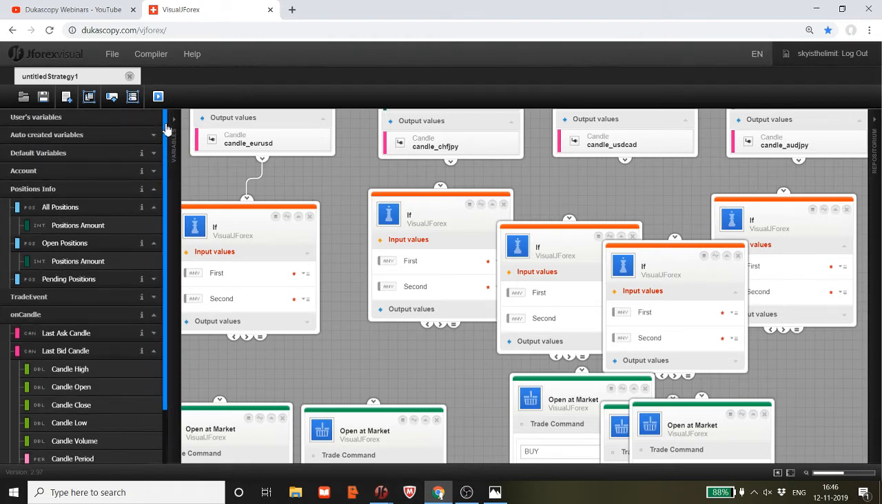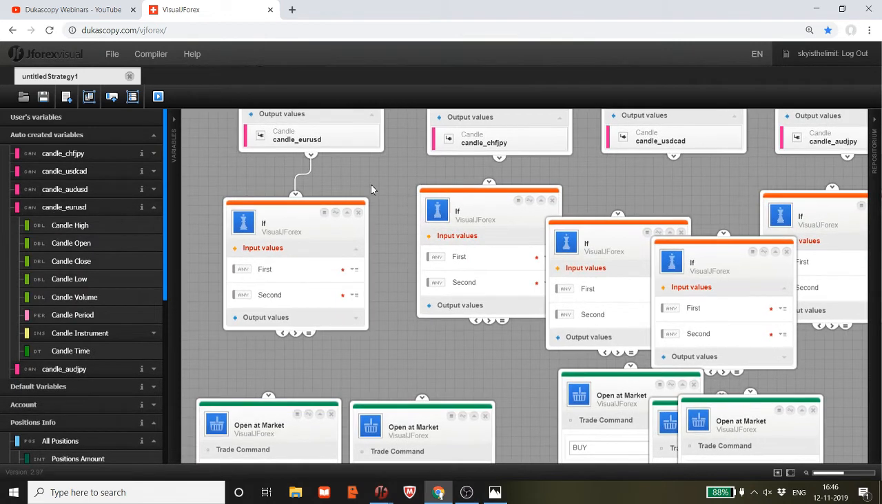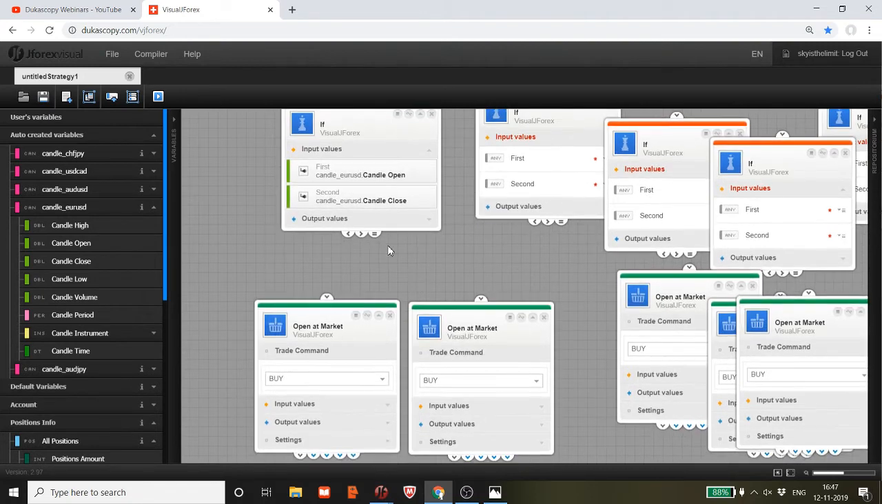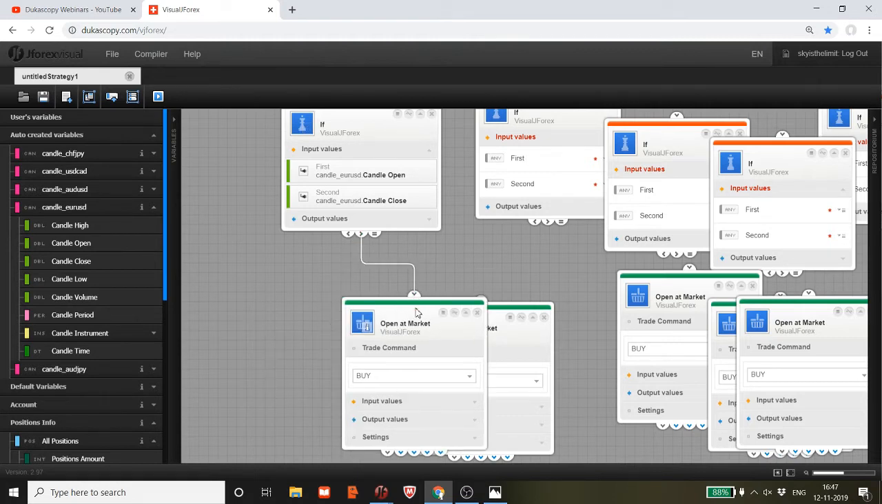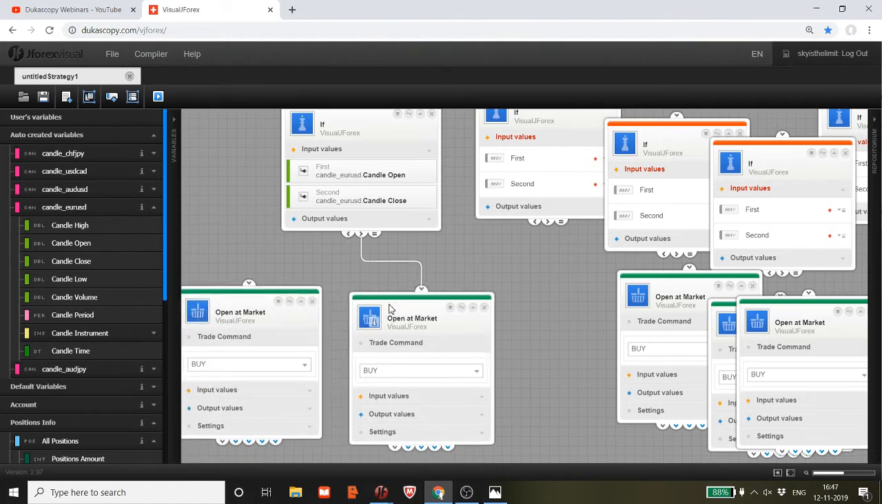Now click on auto created variables. Here you will find all the 5 instruments candle. So first is Euro USD. Click on Euro USD. We just need a candle close and candle open. So candle open and candle close. So suppose candle open is greater, then strategy should execute a sell trade. Candle open is greater means candle has closed in red.